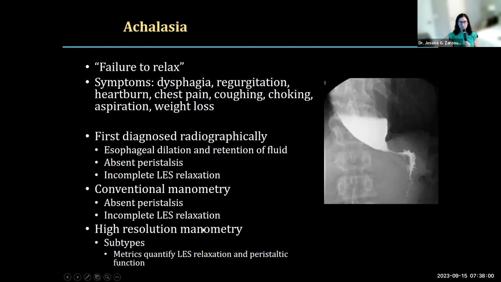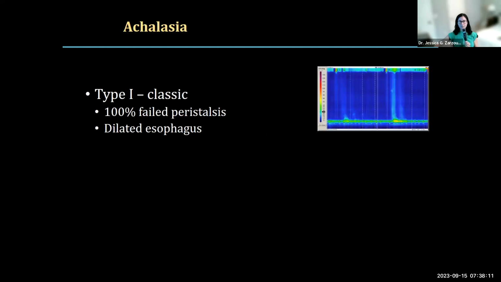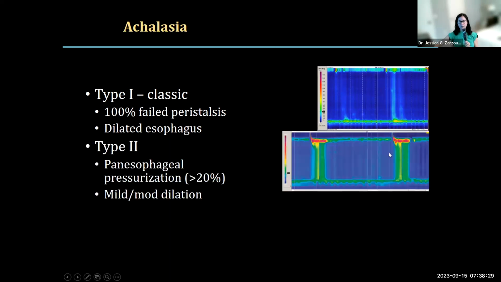With high resolution manometry, achalasia is being characterized into different subtypes to quantify the lower esophageal sphincter relaxation and the peristaltic function. So type 1 achalasia is what we typically see, which is the classic dilated esophagus with bird's beak appearance at the gastroesophageal junction. We have 100% failed peristalsis, and with manometry, we see absolutely zero peristalsis happening as the patient swallows.